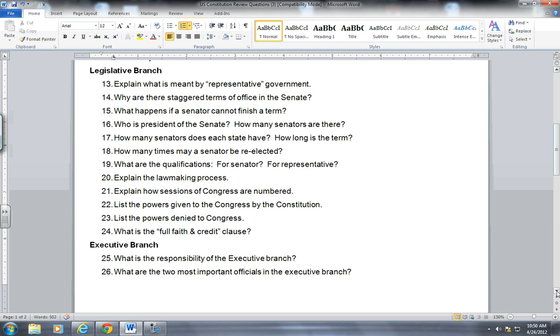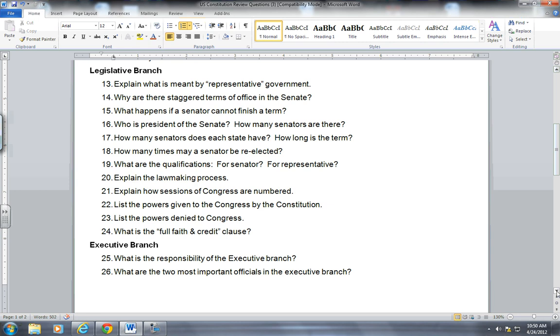14, terms of office in the Senate are staggered so that there's always experienced officials in office. 15, if a senator cannot finish a term, the governor of that state makes an appointment until the office comes up for re-election or a general election can be held.